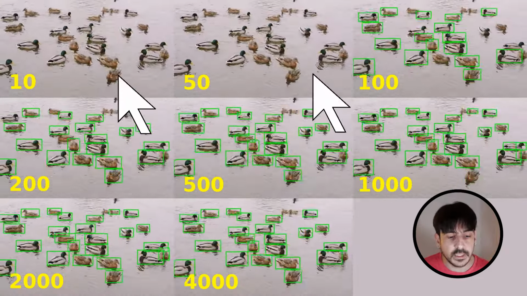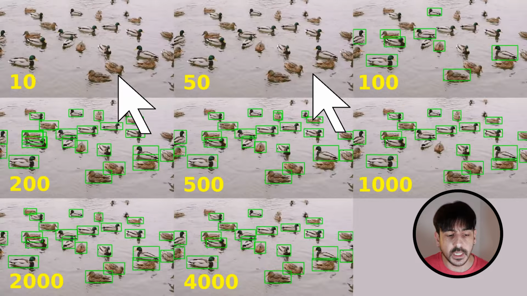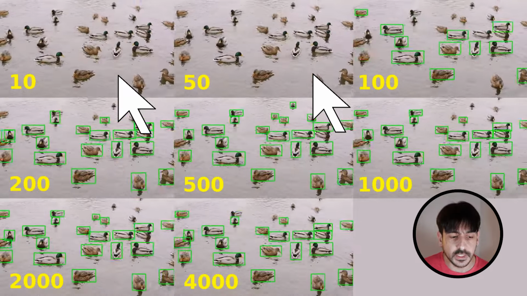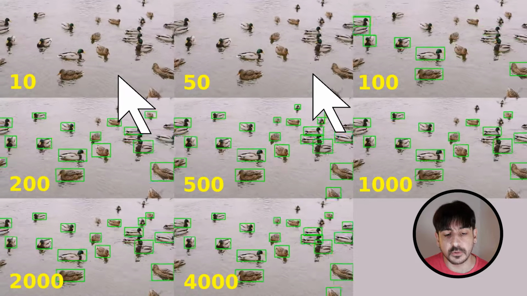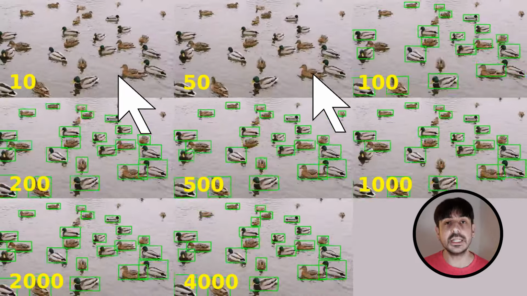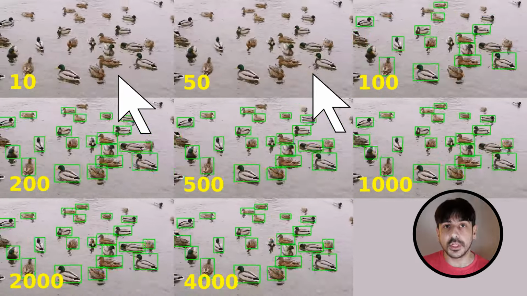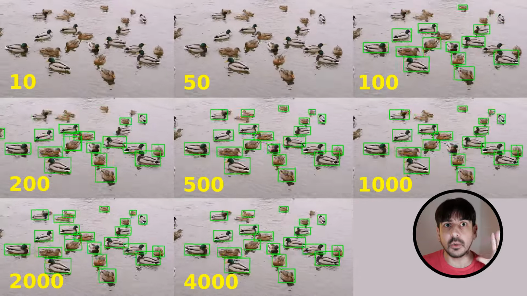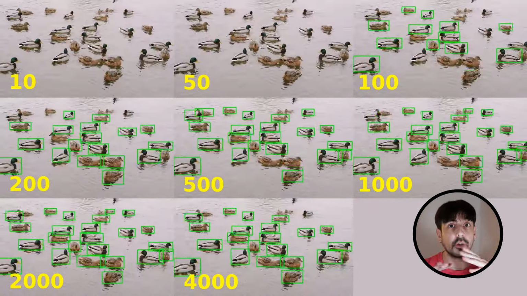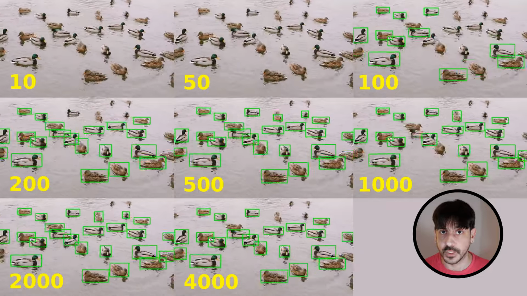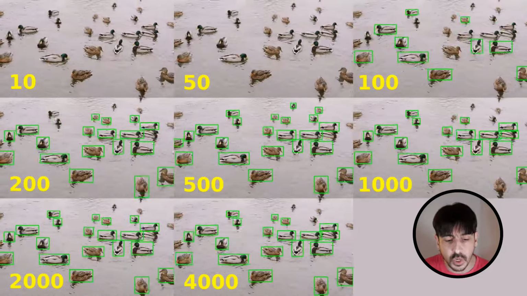And you can see that in these two cases, when I use the dataset of only 10 images and the dataset with 50 images, we are not really detecting anything at all. The model doesn't perform well at all. We are detecting nothing. We are not detecting any duck whatsoever. So this is the first thing we should notice.